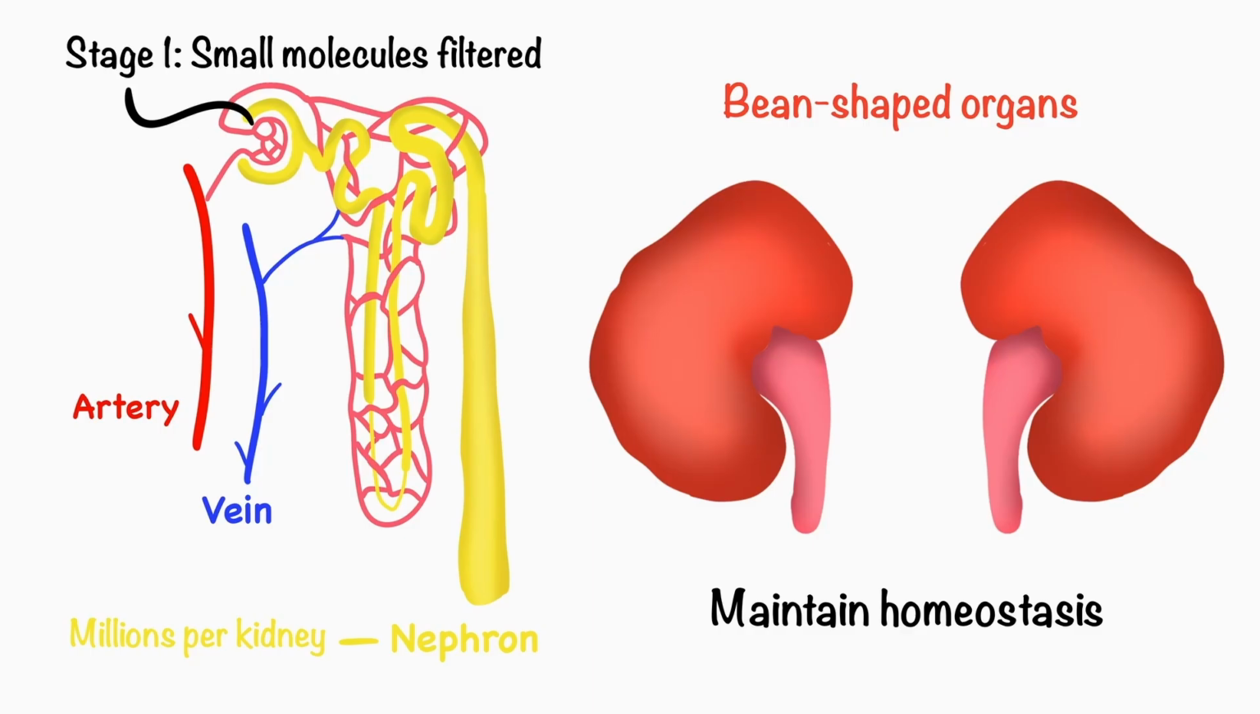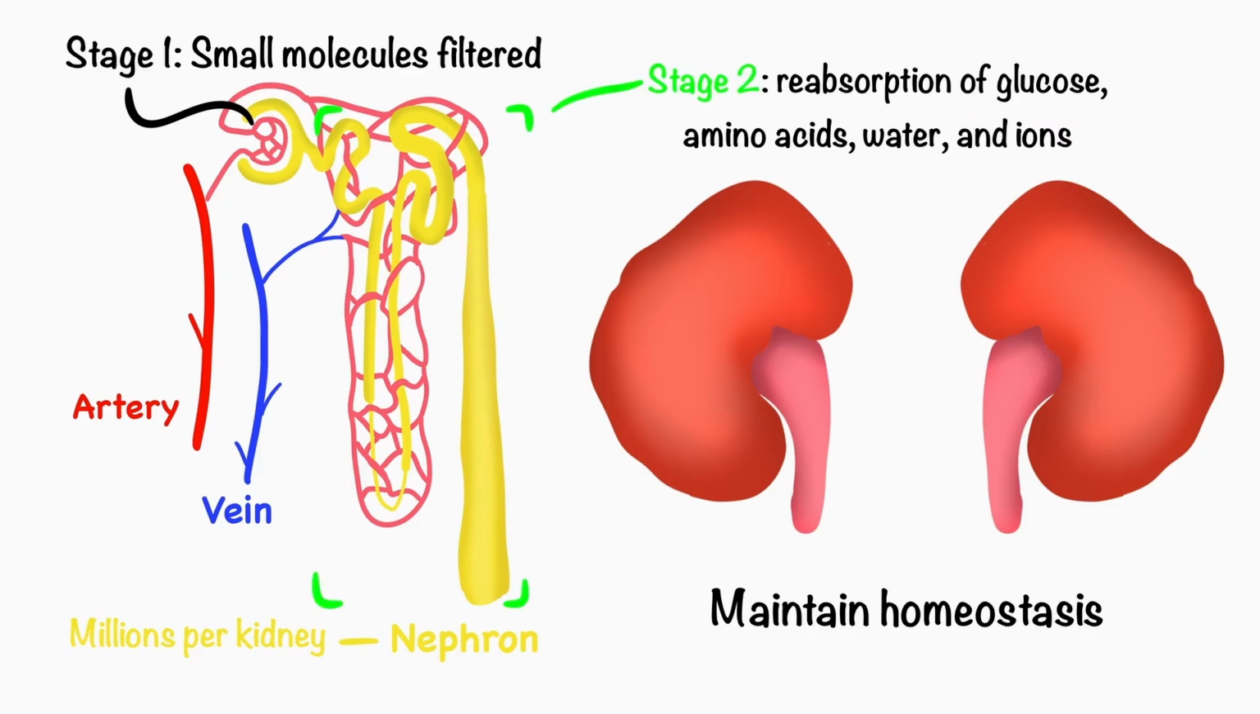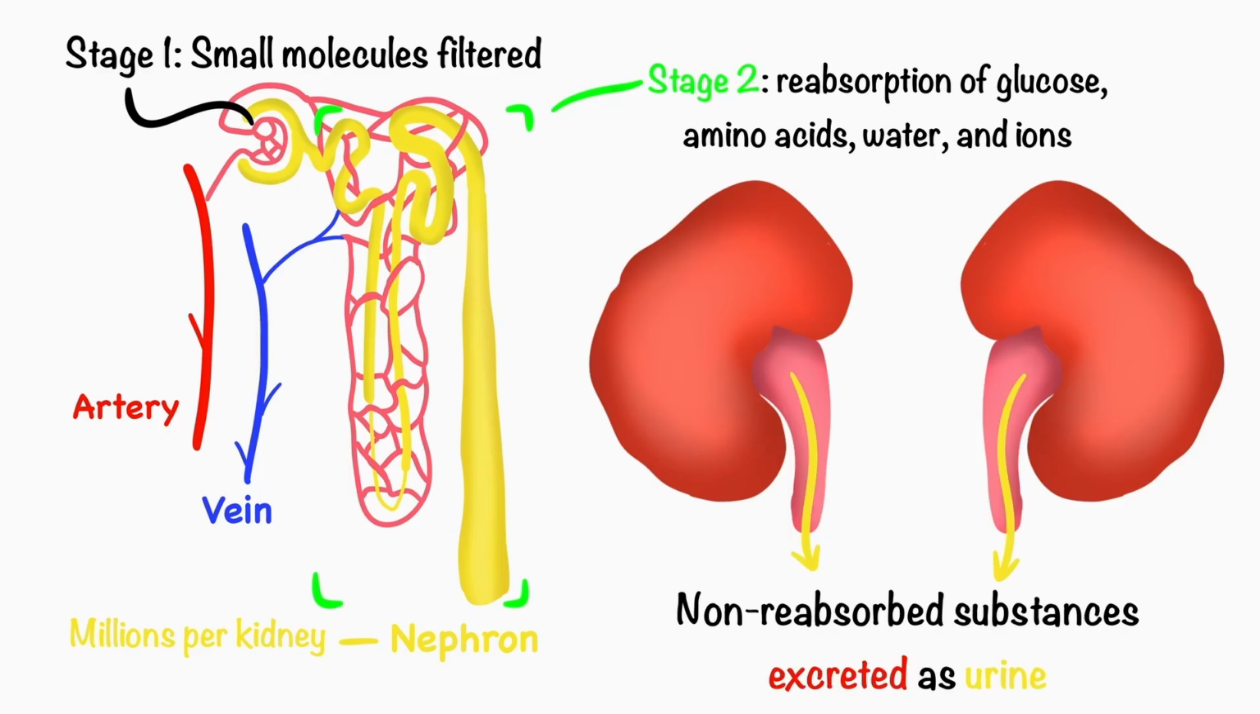The first stage of kidney function is ultrafiltration, where small molecules are filtered out of the blood as it passes through tiny blood vessels in the kidneys. The second stage is selective reabsorption, where useful substances are reabsorbed back into the bloodstream. This ensures that valuable materials aren't wasted by being excreted. The substances that aren't reabsorbed are removed from the body in urine, which is stored in the bladder before being expelled.